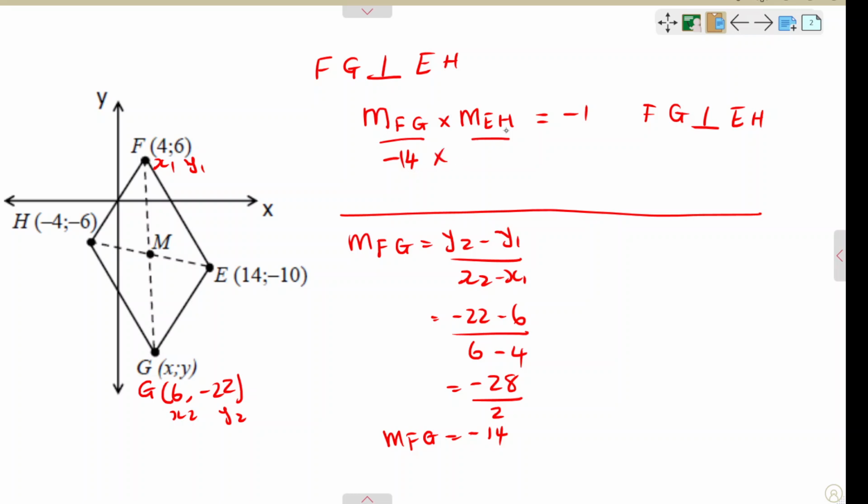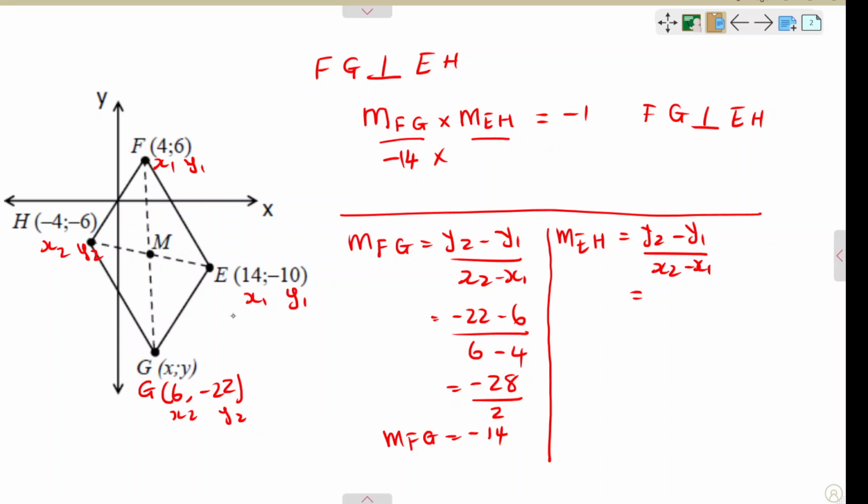Now I need to multiply it by the gradient of the line EH. So let me quickly find the gradient of the line EH. I'm going to say y2 minus y1 over x2 minus x1. That's a great equation of a gradient. I'm going to make this my x1, this my x2, take this as y1 and that as y2. It doesn't matter the order. If you set these ones as x1, y1, x2, y2, the answer will be the same.